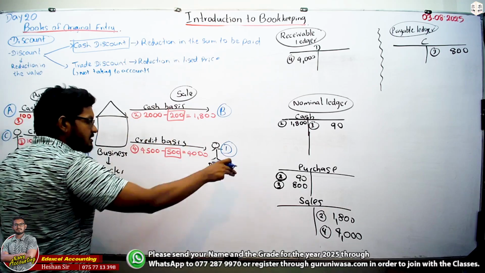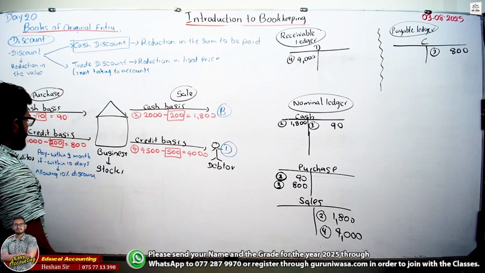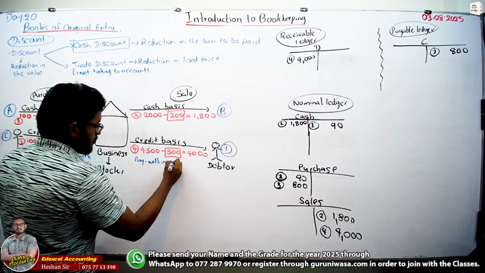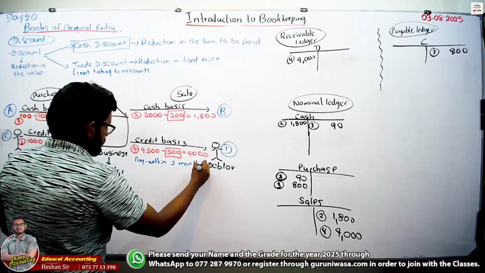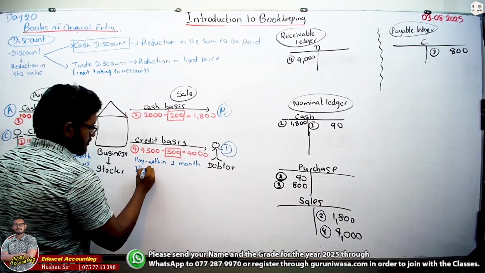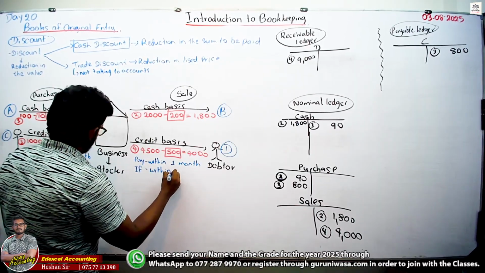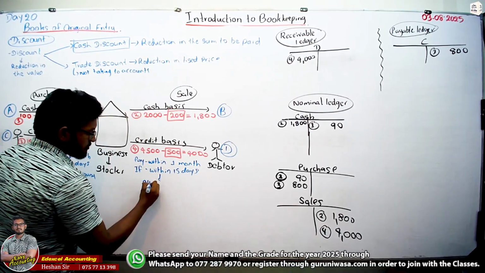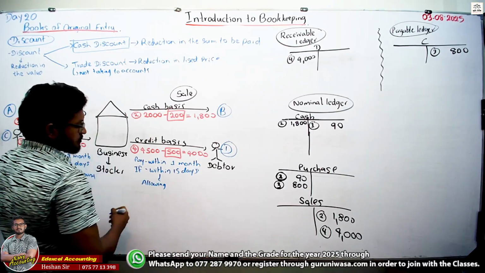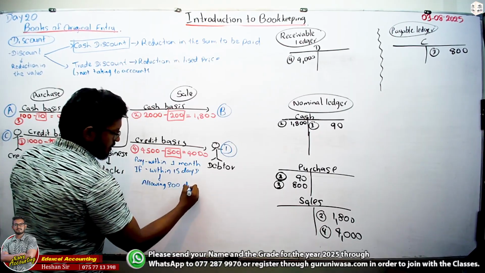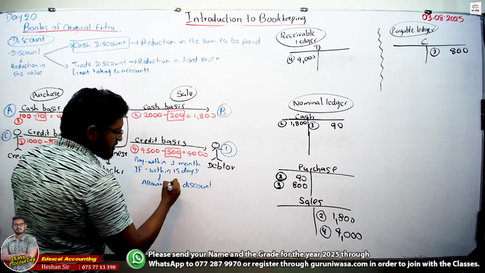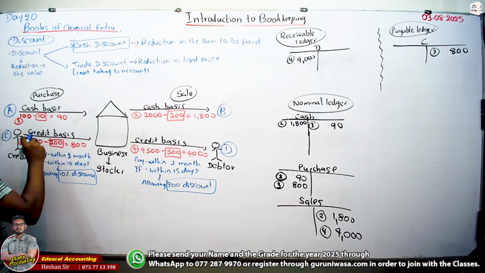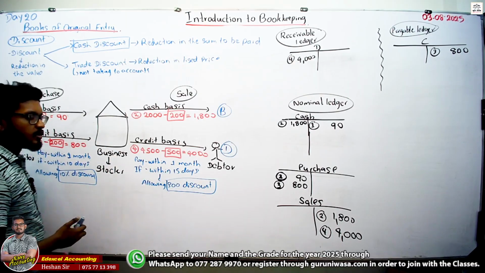Now when we are selling to the customer, the debtor, we say pay within 1 month, and if within 15 days, allowing 300 discount. What is this discount? This is another thing. There is no compulsory requirement that there should be both. This is a cash discount. What is the term called cash discount?